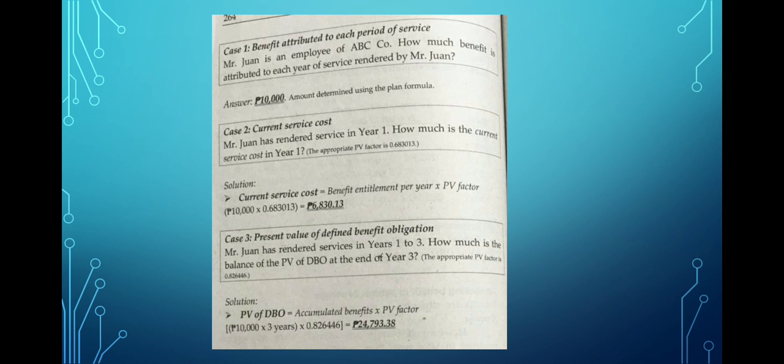In the third case, present value of defined benefit obligation. Mr. Juan has rendered services in years 1 to 3. How much is the balance of the PV of DBO at the end of year 3? The appropriate PV factor is 0.826446. And the solution is PV of DBO equals accumulated benefits times PV factor: 10,000 times 3 years, times 0.826446, which equals 24,793.38 pesos.